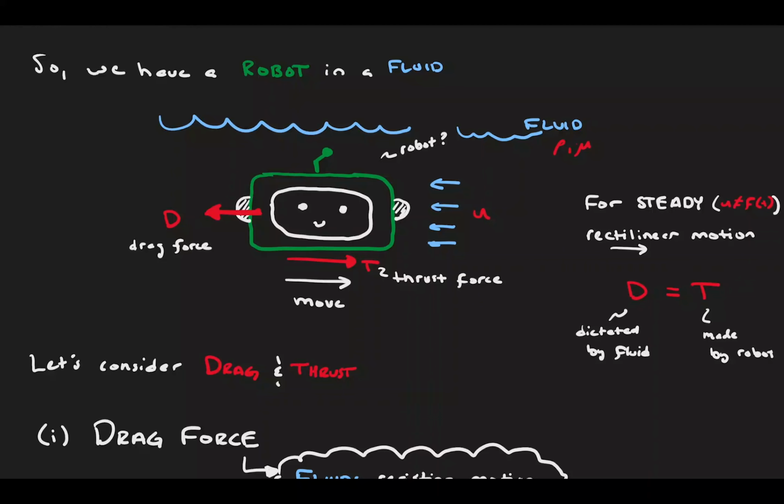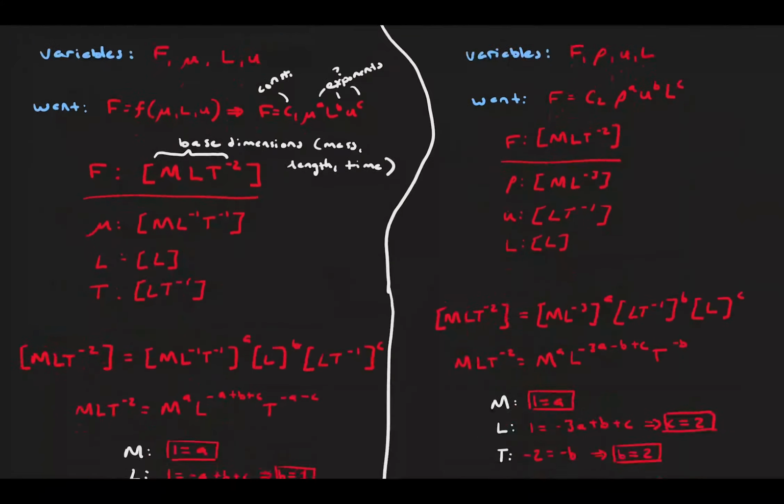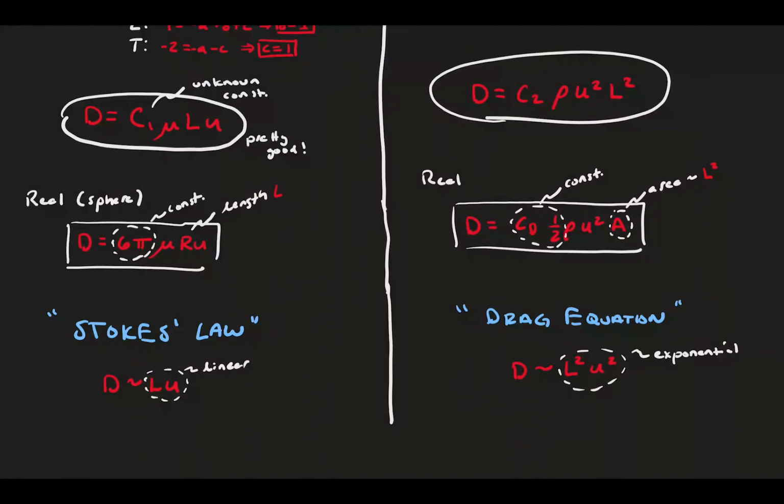To move, we need to overcome the fluid drag force with a thrust. Drag forces are different for high and low Reynolds numbers. Low Reynolds numbers get Stokes' law, where drag goes linearly with velocity and length. High Reynolds numbers get the drag equation, where drag goes exponentially with velocity and length.